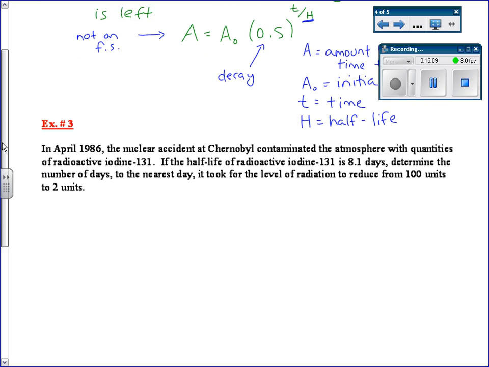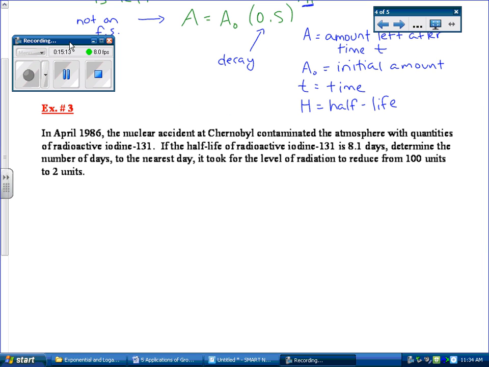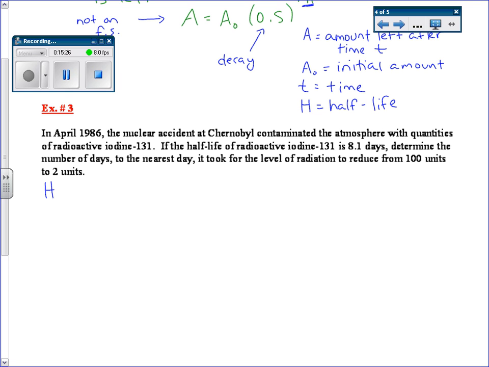So example 3: in April 1986, the nuclear accident at Chernobyl contaminated the atmosphere with quantities of radioactive iodine-131. If the half-life of radioactive iodine-131 is 8.1 days, so that's H, determine the number of days, so we want to find our time, to the nearest day, that it took for the level of radiation to reduce from 100 units to 2 units.